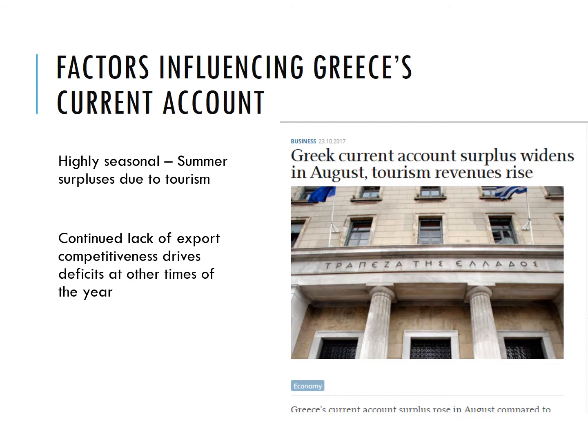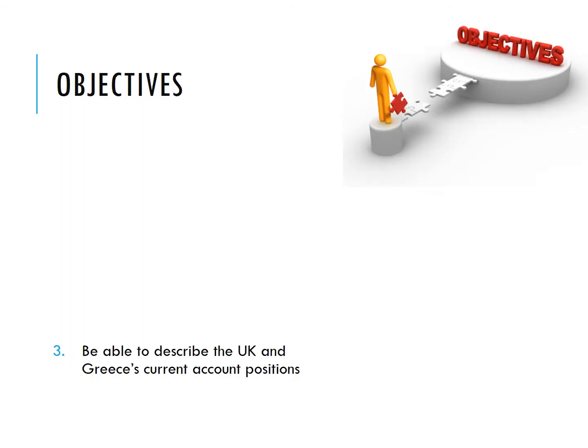Unlike other countries, perhaps like Germany, who have very strong exports of manufactured goods, this doesn't apply so much in Greece. So there's a general lack of export competitiveness in terms of manufactured goods. And so when we don't have these big tourism-based inflows, a deficit arrives. So very seasonal in Greece, but over time, we've generally speaking got a small current account deficit.